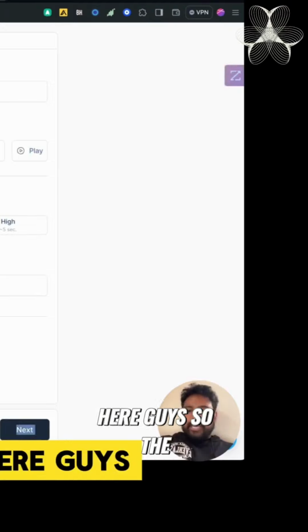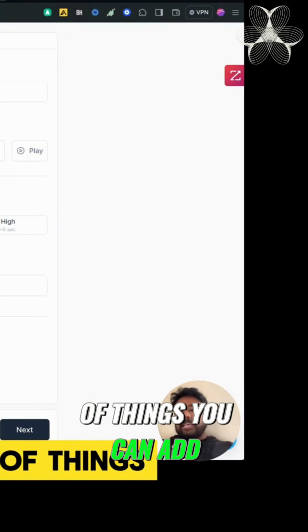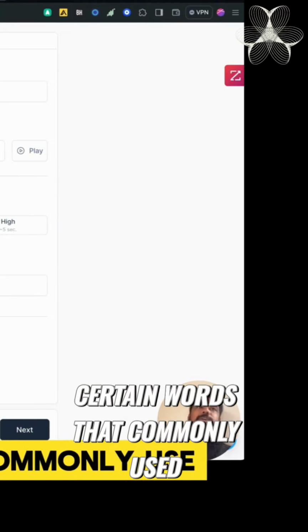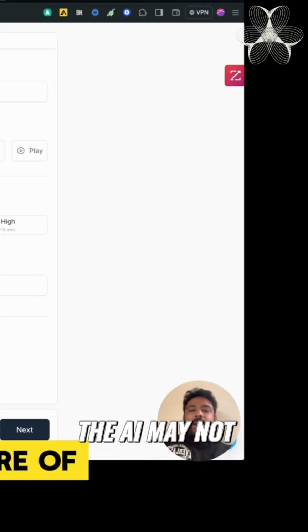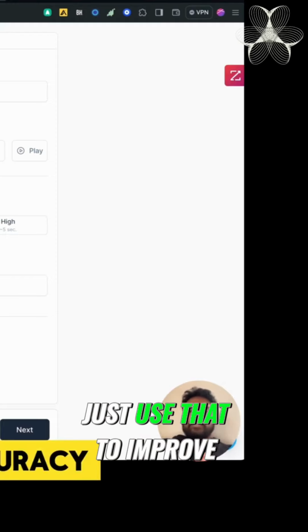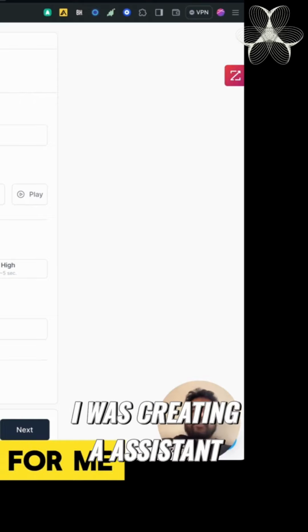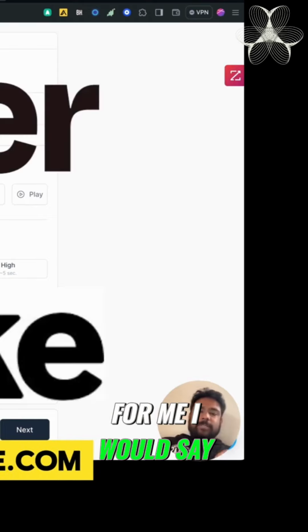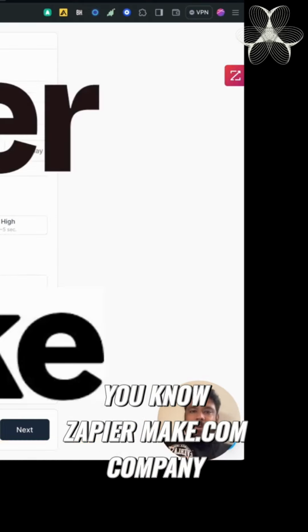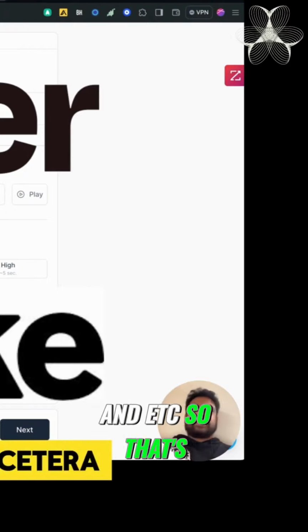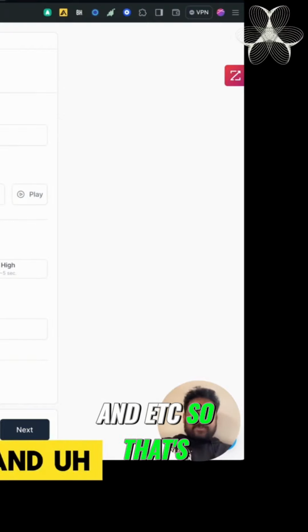This is a really cool feature here, guys. So the custom vocabulary side of things: you can add certain words commonly used in your business that the AI may not be aware of, and then it can use that to improve the accuracy and recognition of said words. So if I was creating an assistant for me, I would say zapiermake.com, company name, the tools that we use, etc. So that's pretty much that.